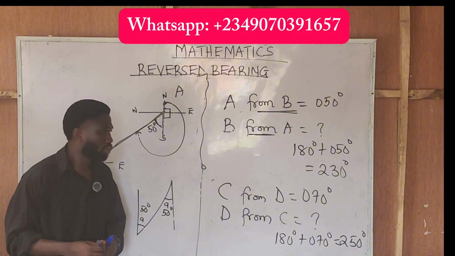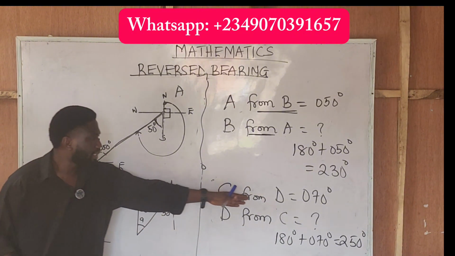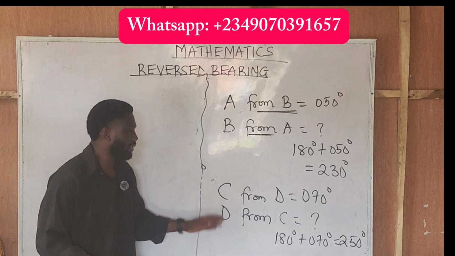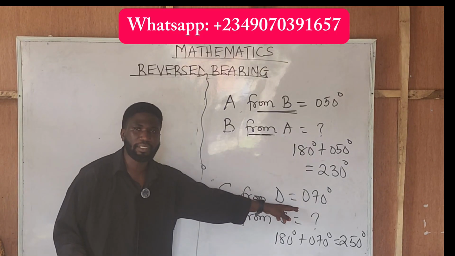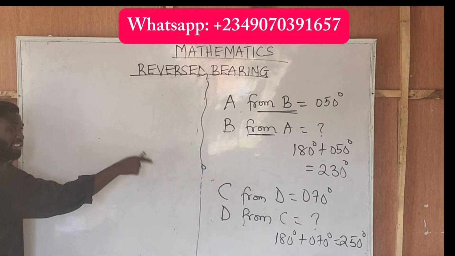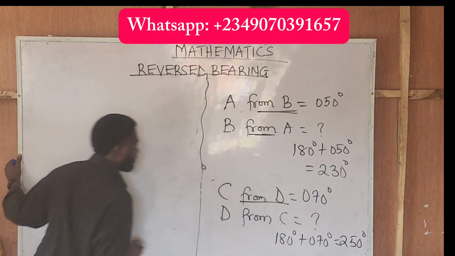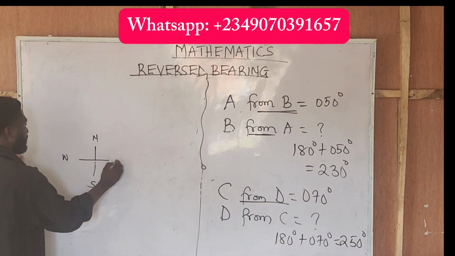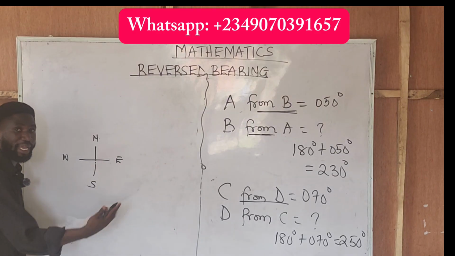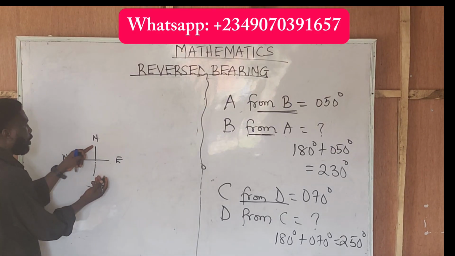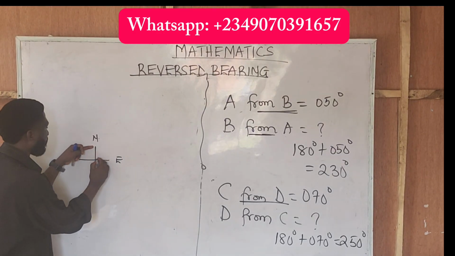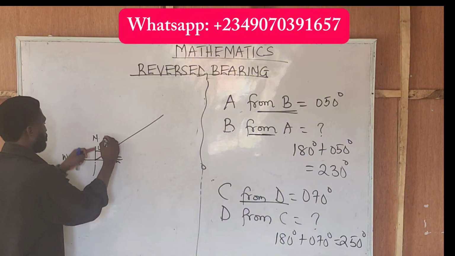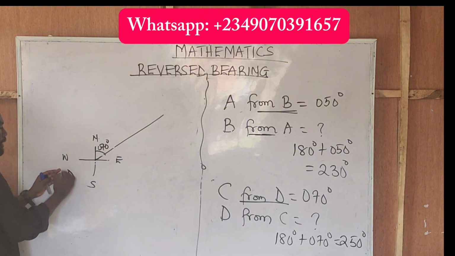Do you understand now? So you can also do the same thing with that of the 70 degrees. Let's quickly do that now. So for this, see from D is 70 degrees. So here is D, north, south, west, east. 70 degrees. It's not up to 90, so it's also found between the north and the east. So from here to here is 70 degrees. Do not forget that this is point D.